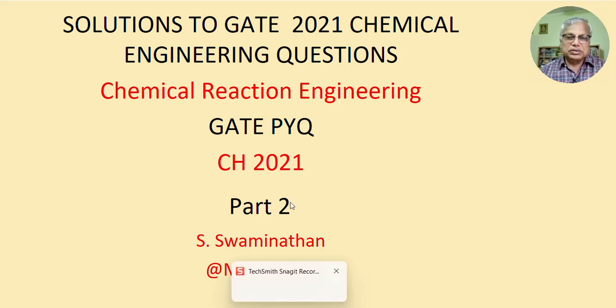So in this, we'll solve a question from a previous year GATE question paper in chemical reaction engineering. This is from the chemical reaction engineering (CRE) question paper of the year 2021. In the last lecture, we solved two questions from the same paper. The link for that is given above. Now we will see one more question.